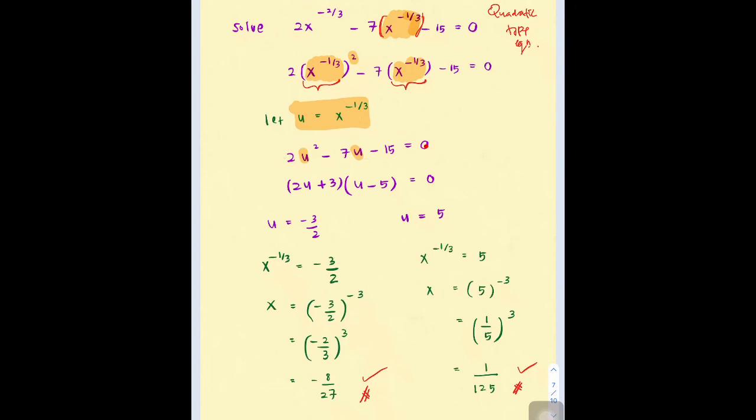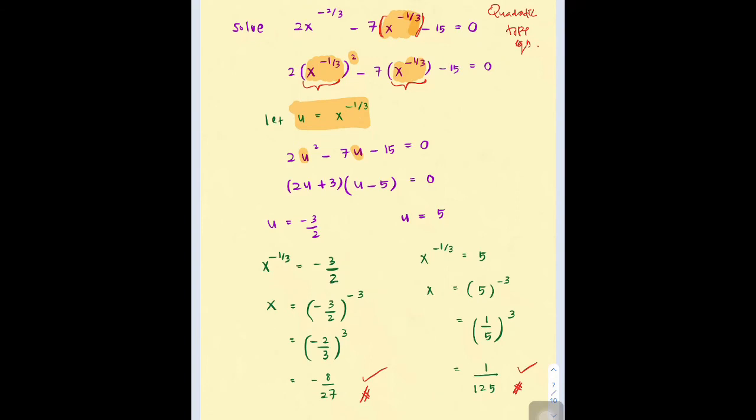Just use your calculator, factorization. So you got the answer u equal to minus 3 over 2. Another one is u equal to 5. So be careful, this is not the final answer yet because we don't want u, we want to solve for x. So now substitute back u. So u is x to the power of minus 1 over 3 equal to minus 3 over 2.